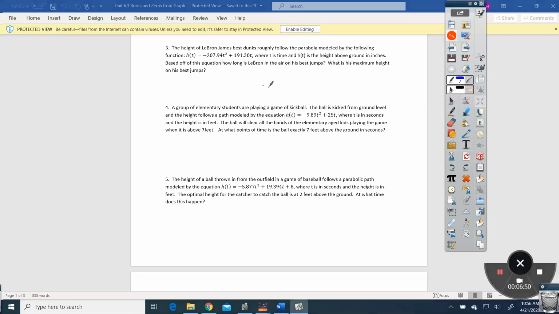So this says, the height of LeBron James' best dunks roughly follows the parabola modeled by the following function. This is the height with respect to time, where t is time and h of t is the height above ground in inches. So time is our input, height is the output. Based off of this equation, how long is LeBron in the air on his best jumps? So, air time. And what is his maximum height?